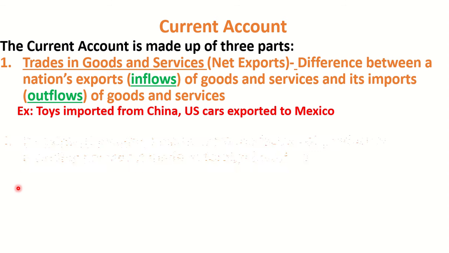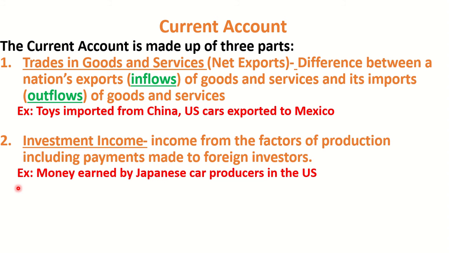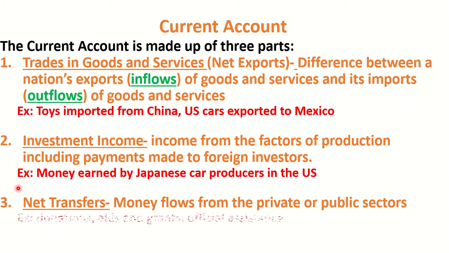Our next one that we're going to look at is investment income. So income from the factors of production, including payments made to foreign investors, all right? That can be inflow or outflow. And then net transfers, so money flows from the private or public sectors. Donations, aid, and grants, official assistance, etc. Right? That's an outflow or inflow of money.